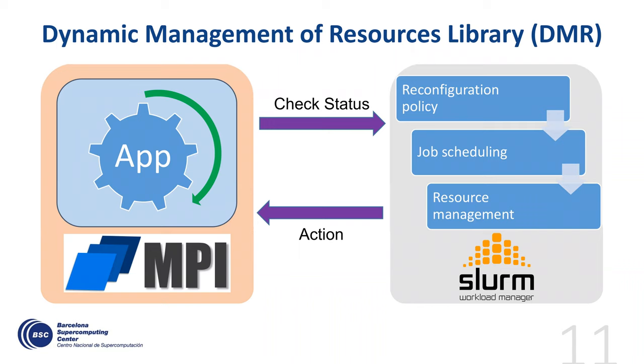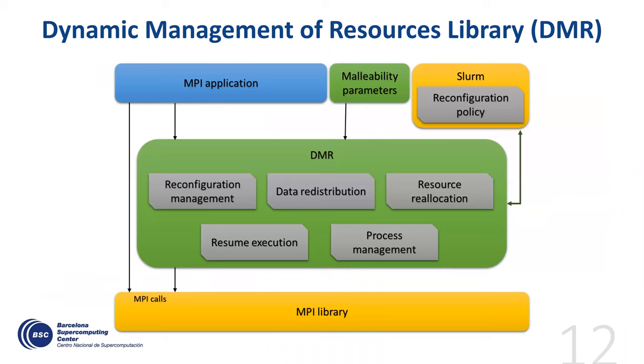So basically, what it does is the application runs and periodically checks the status of the cluster, which SLURM has the information about. So SLURM gets the reconfiguration policy, the job scheduling policy, and the resource policy to provide an action to the runtime. And it is applied to resize a job. This is the scheme of DMR. So we have the MPI application that can continue using MPI calls. And apart from that, the MPI can use the DMR API for the reconfiguration, the data redistribution, the resource allocation, the execution resuming, and the process management, all together with malleability parameters on the top and the interaction with the resource manager SLURM.